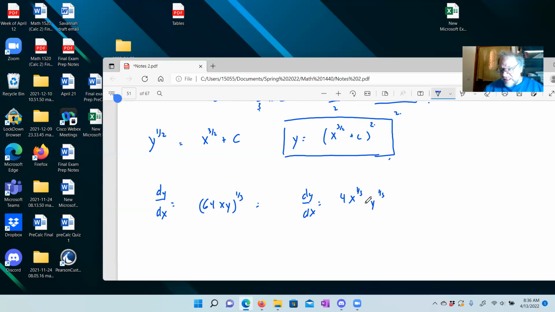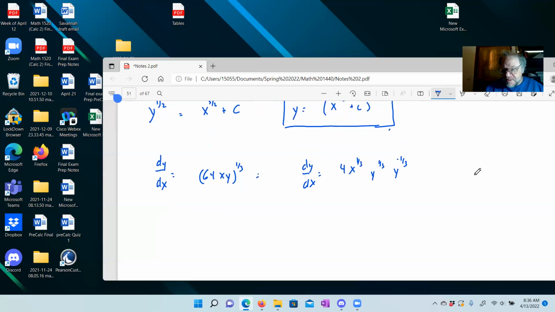We'll go ahead and separate them now, because we can divide both sides, or actually multiply by y to the negative 1/3. That'll save us a step. You can divide and then make it a negative exponent. That's fine. If you need another step than I did, nobody's going to judge. So we have y to the negative 1/3 dy, and this is equal to 4x to the positive 1/3 dx. Again, notice we have all the y's on one side, all the x's on the other side. We're ready to integrate.